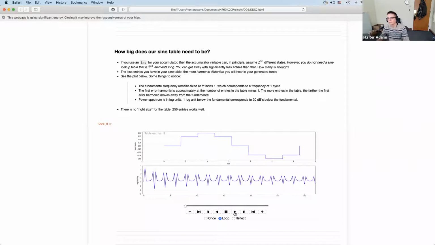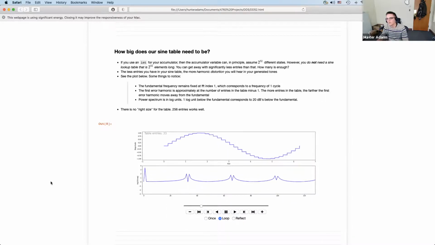So I'm just going to play this, and you'll see what happens to the error harmonics as you increase the number of entries in your sine table. It's moving away and it's decreasing in amplitude. And this approximation to the curve is getting better and better.